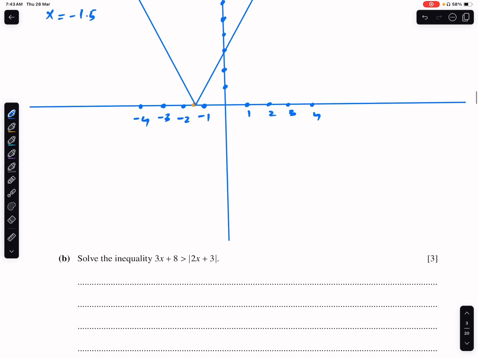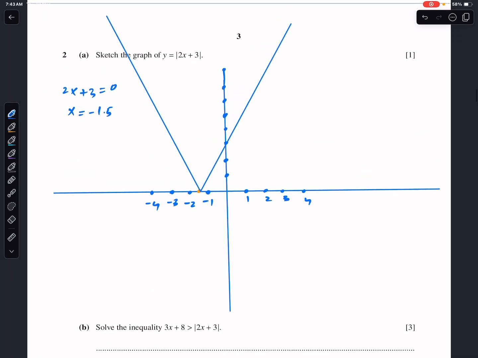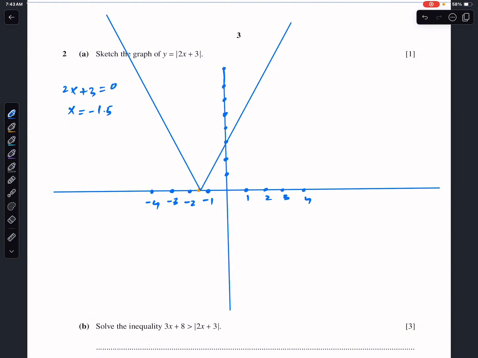Solve the inequality. Okay, now you have 3x plus 8 greater than mod of 2x plus 3. Definitely, students, you cannot use that property like you cannot take square on both sides, okay? Because the property of taking square on both sides holds only if both sides have mods, okay? But the left side does not have mod. So we can solve this question using the above graph.